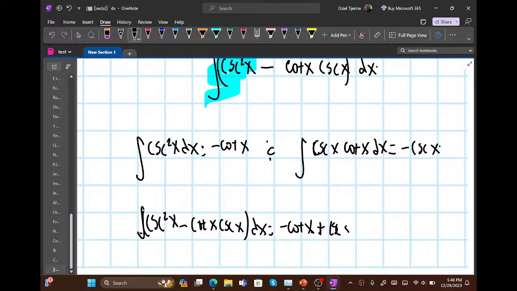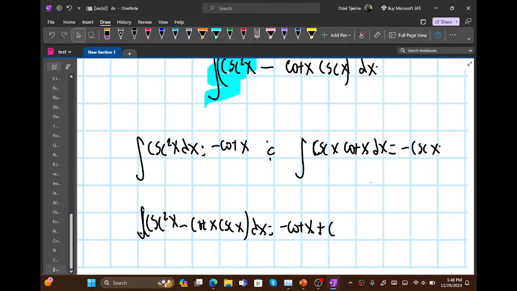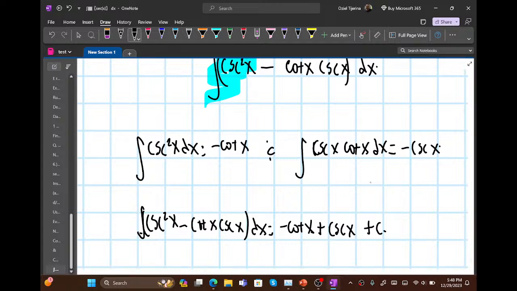Plus the constant of integration c. I think that's how you do it. I think. Am I good? Am I right? Am I good on that one? I think. I hope. I can never be too sure.